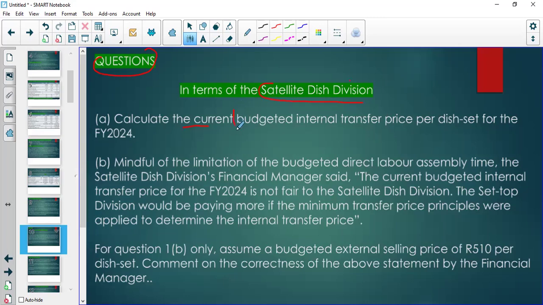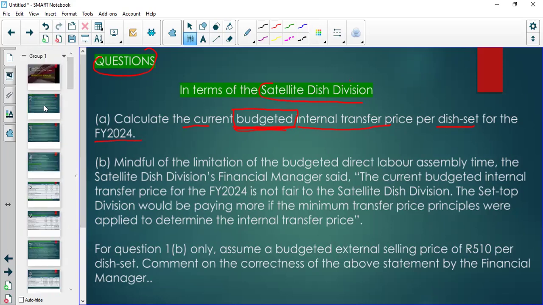Do you see this? So you have to underline that, and you're going to calculate the current budgeted. So you have to underline that and make sure that you're going to pick the budgeted information. That's very important because you don't want to lose marks after picking the actual. So the current budgeted internal transfer price per dish set for the financial year 2024. So we have been given that information already.